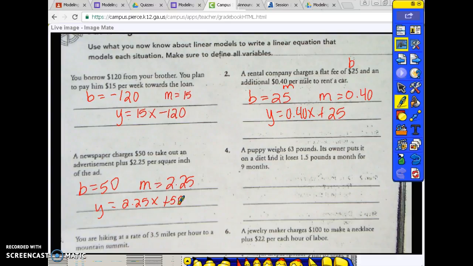Number 4. A puppy weighs 63 pounds. Its owner puts it on a diet, and it loses 1.5 pounds per month. The puppy starts off at 63, so b is 63, and he loses 1.5 pounds. If he's losing, that is negative. So m is negative 1.5. y equals negative 1.5x plus 63.